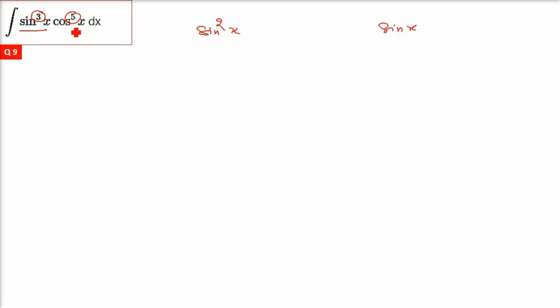Cos raised 5x can also be taken as cos raised 4x into cos x, but we are just sticking to one of the solutions. There can be multiple solutions for this question. So this cos 5x, we will keep it like this. Sin square x into sin x will give you sin cube x. So when we integrate, this will be dx.